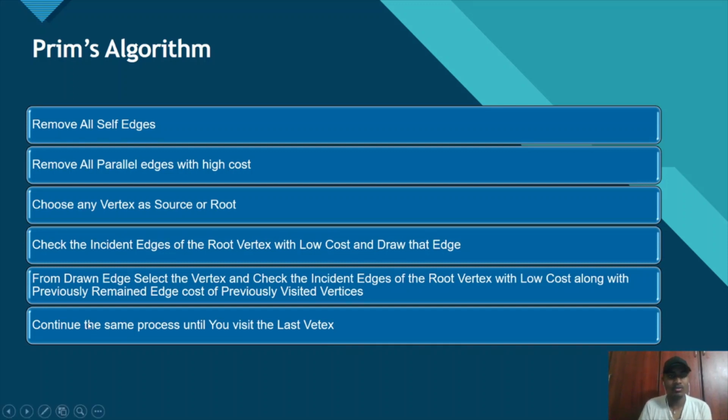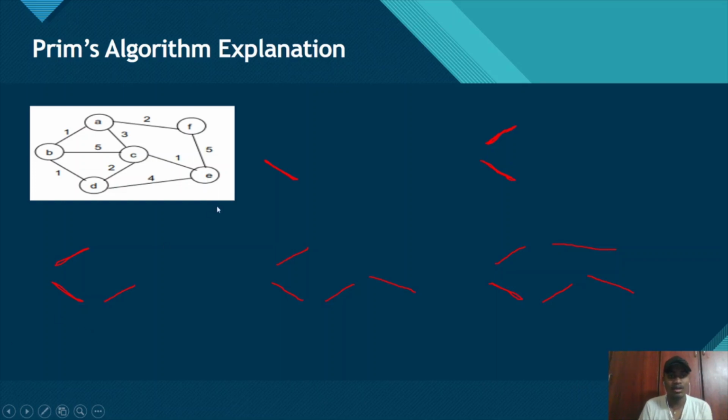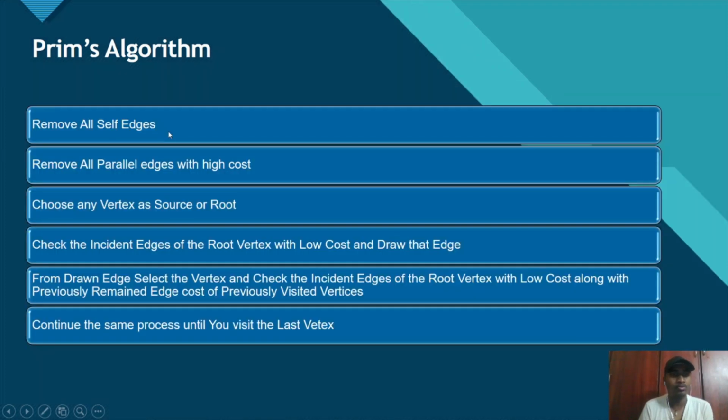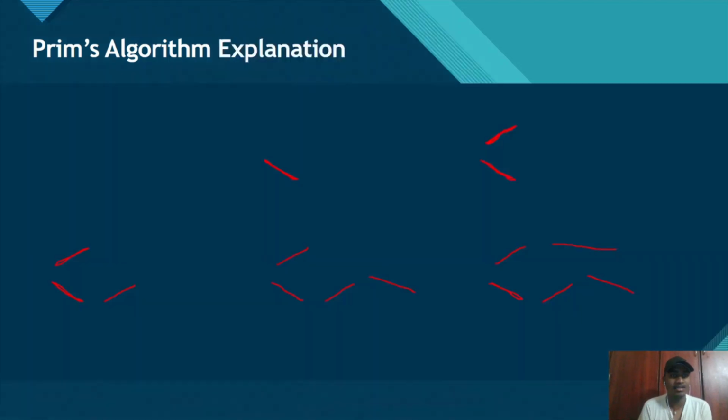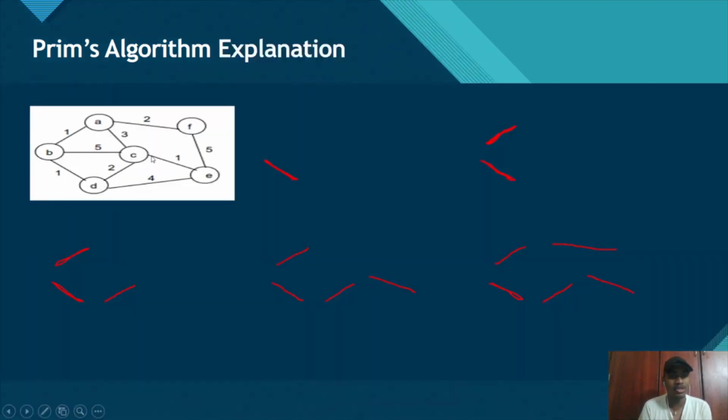Now I will say the example. Ignore these lines, so you will know why I draw those lines. This will be the graph. If we select B as a source node, first thing I said, you have to remove the self edges and the parallel edges. In this case, there are no self edges and parallel edges, so directly we will go to the third step.